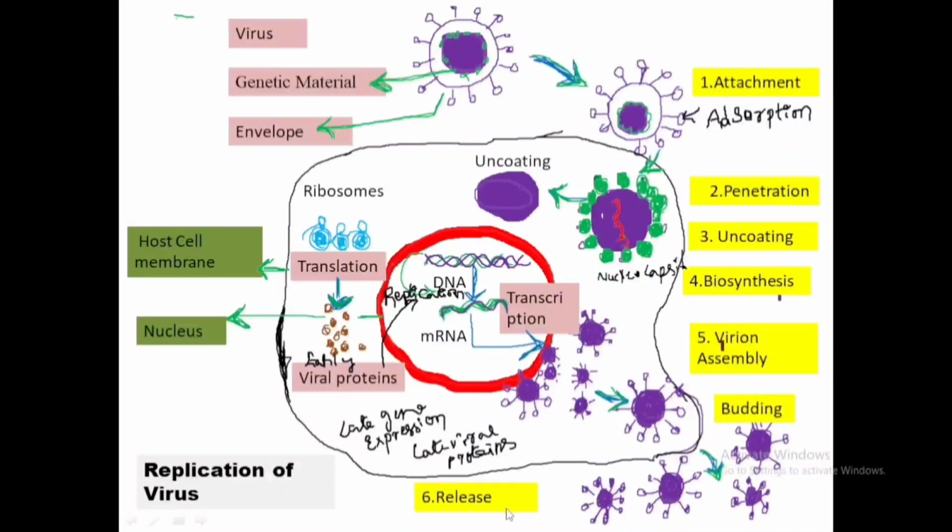The next step we are going to see is release, the final event of the viral biosynthesis cycle. Here all newly assembled viruses exit from the host cell and then infect neighboring cells. How do newly assembled viruses come out? By the cell lysis process, especially non-enveloped viruses, by host cell bursting, they come out and infect neighboring cells. In the case of enveloped viruses, they form buds, then infect the neighboring cells. So this is about the virus replication process.